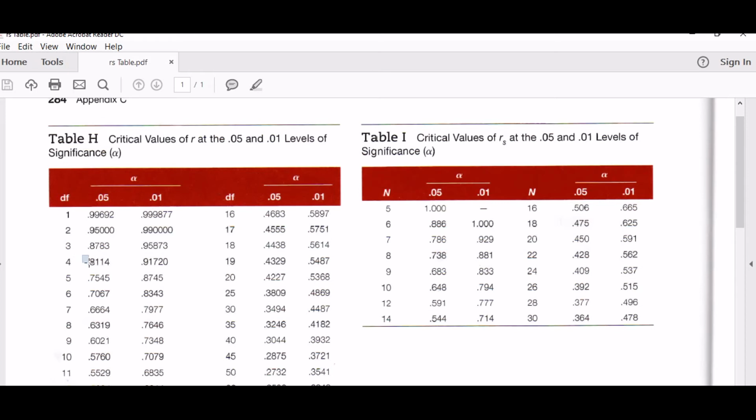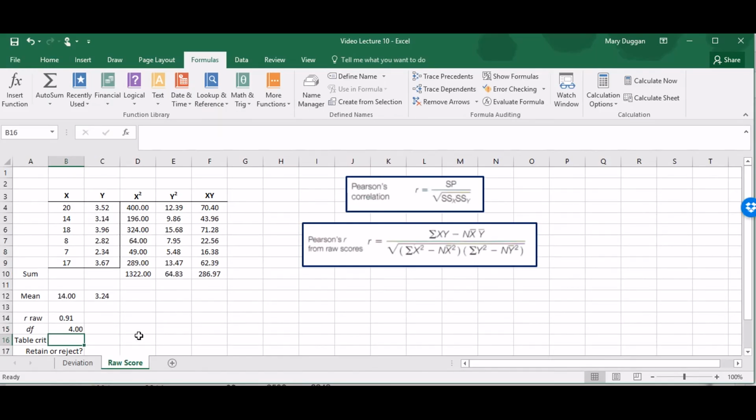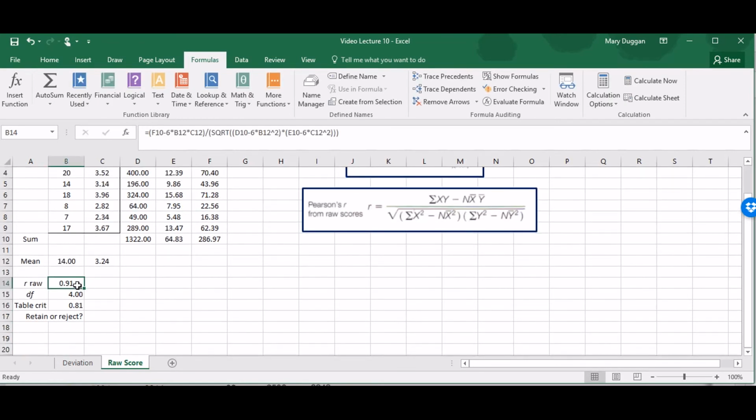We have 4 degrees of freedom, and we want the 0.05 significance level. So I look right here. For 4 degrees of freedom, the critical value is going to be 0.8114. So I'm going to add that in here. Okay, so I need to evaluate our observed correlation against the critical value, and I see that our observed correlation is higher than the critical value, and I'm going to reject the null hypothesis. In review, we can say that there is a strong positive correlation between number of words known at age 2 and high school GPA, and we can reject the null hypothesis that there is no correlation between these variables.